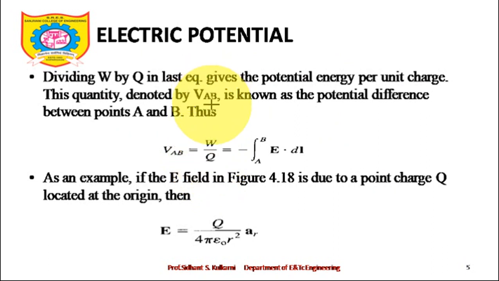The quantity is denoted by VAB, also known as the potential difference between points A and B. So VAB, that is the potential difference between A and B, is equal to W by Q, which is minus the integral from A to B of E bar dot dl bar.